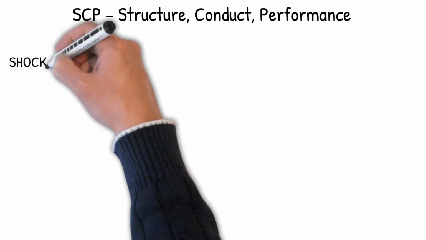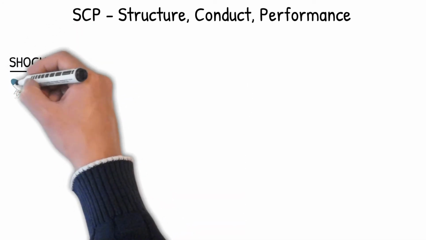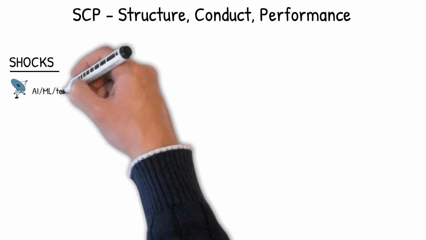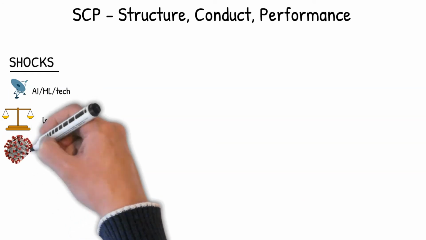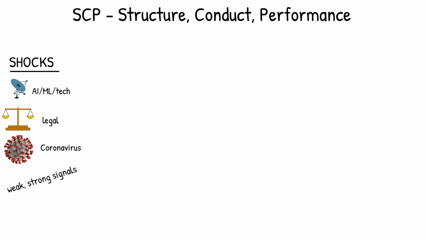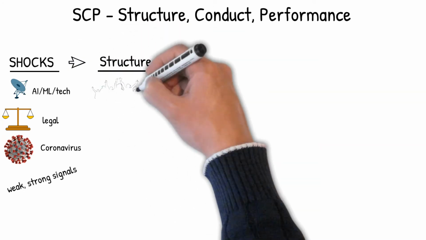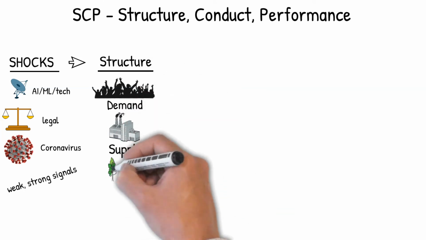Here's the basic idea. The world is dynamic. There are shocks constantly occurring. Some people will call these weak or strong signals. You'll read about them in the newspaper. For example, there's a new technology, there's a new lawsuit that just happened, or maybe there's a coronavirus that has broken out. That shock leads to changes in industry structures. People demand more masks, for example, or more ventilators.